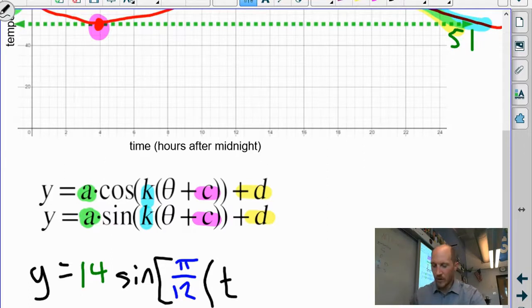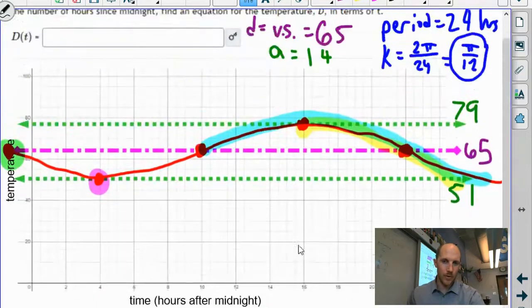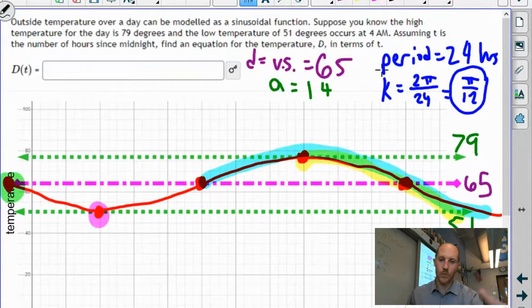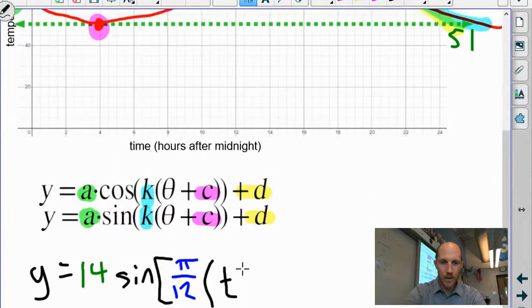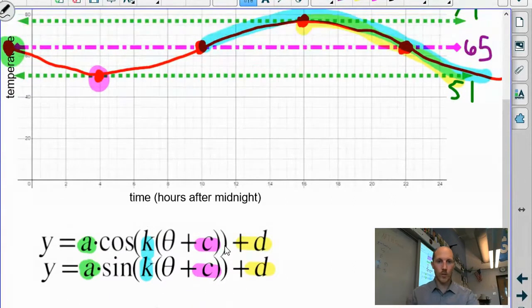It doesn't make any difference. Well, to WAMAP, it makes a difference. The directions told you to use t, and so you have to use t. If you were not on WAMAP, you could use whatever variable you wanted. And then a phase shift. So we said we're going to do that point as our start for sine. And the phase shift there is to the right by 10 hours.